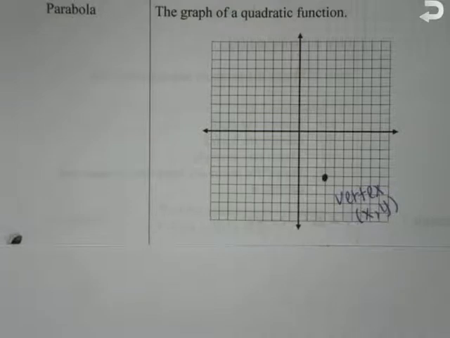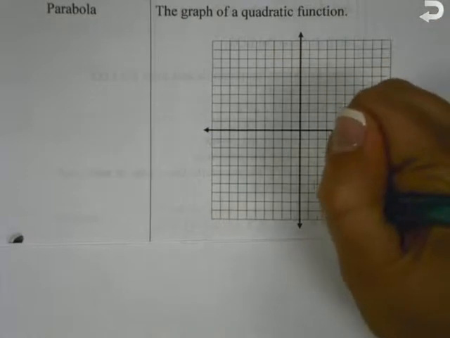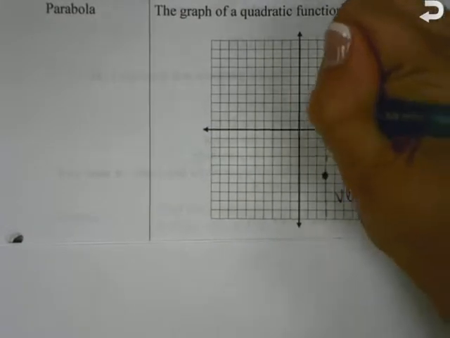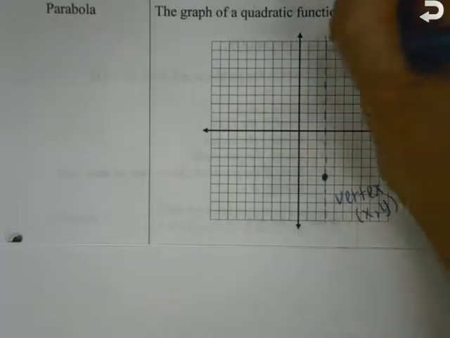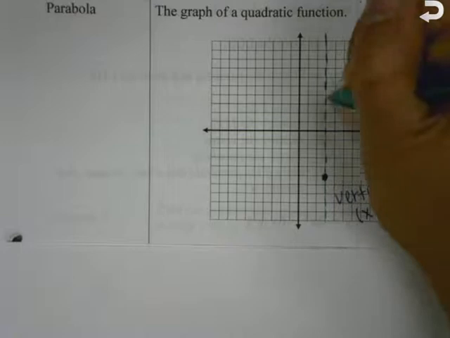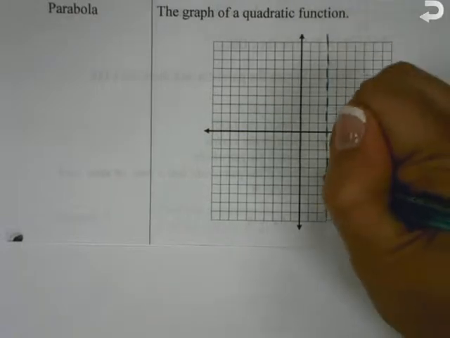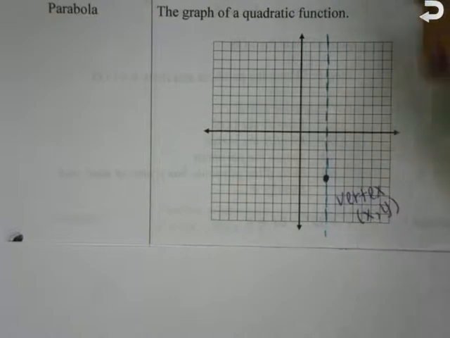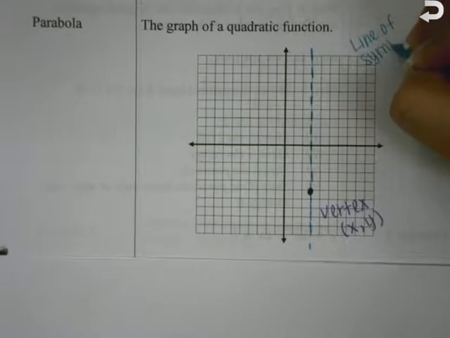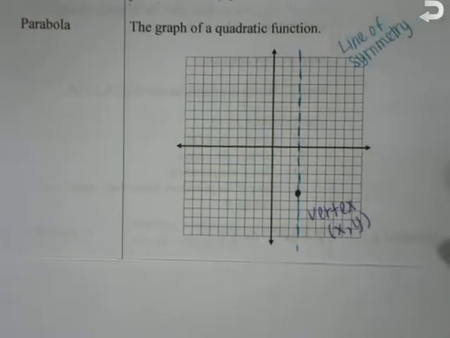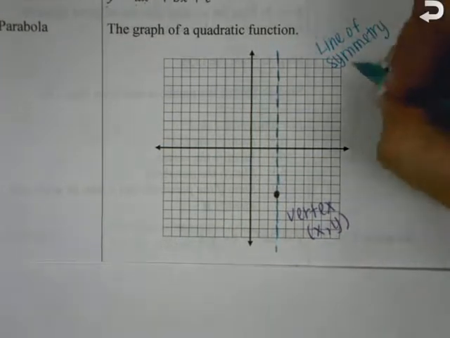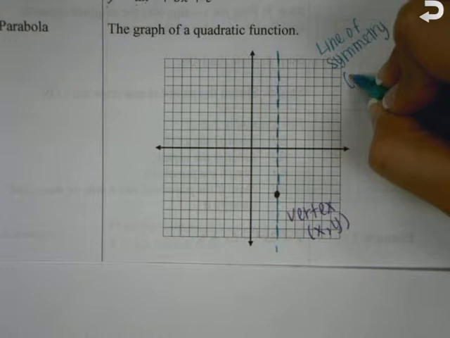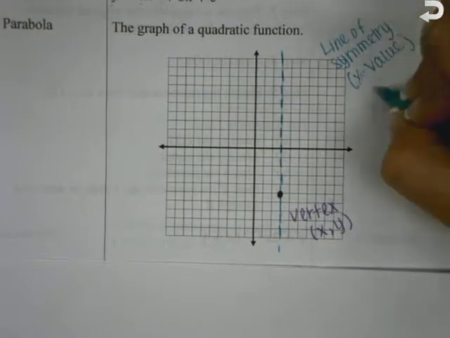Now the parabola is symmetrical. So we have what is also called the line of symmetry, and it goes through the vertex. Before we even sketch a parabola, you're always going to draw the line of symmetry, which means it's the same on one side as it is on the other side. We usually draw a dotted line. It goes through the vertex every time. The line of symmetry is always just a number. It is the x value of the vertex. So it's x equals some number, whatever your vertex is.